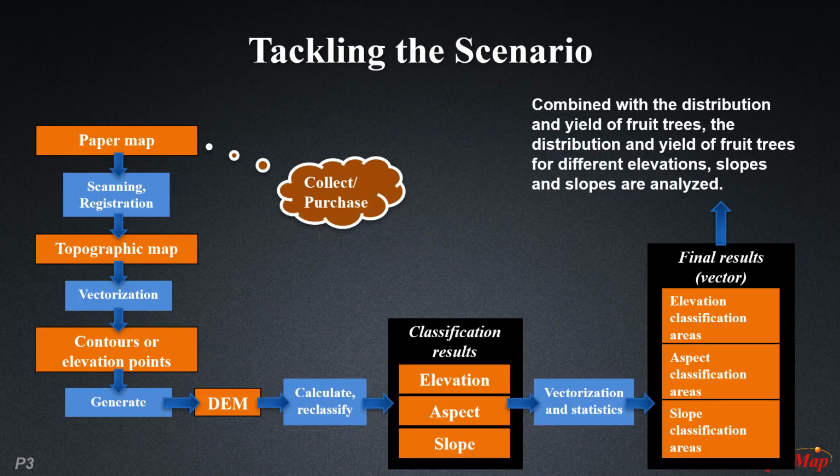So this is how we will tackle the scenario. We would have a paper map at the start that we can collect or purchase. We will carry out a scanning or registration operation, which will give us a topographic map. This will be followed by vectorization, which our current tutorial is based on. Next comes contour or elevation points, which will then generate a DEM file. We will then calculate and reclassify the results into elevation, aspect, slope. Finally, vectorizing and producing some statistics, which could be elevation classification areas, aspect classification areas, and slope classification areas.